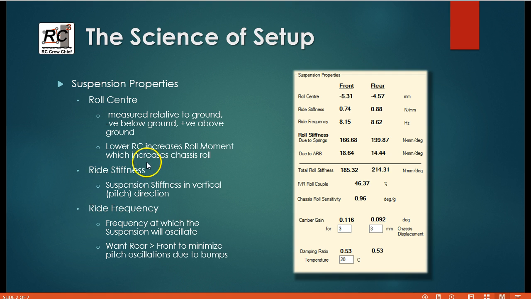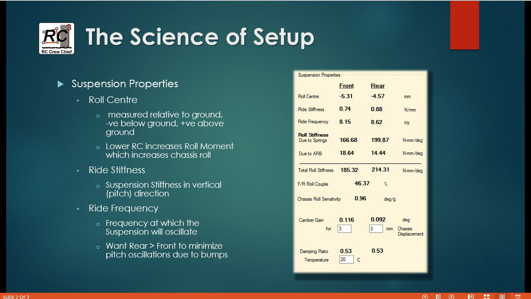Okay, next is what's called ride stiffness and ride frequency. We'll look at these together because they are very closely tied together. The ride stiffness is essentially the vertical stiffness due to the springs. So when you poke your chassis when it's sitting on the bench and you press down on it, that's what you're feeling, the ride stiffness. The ride frequency is the frequency that the suspension would oscillate at if there was no damping.